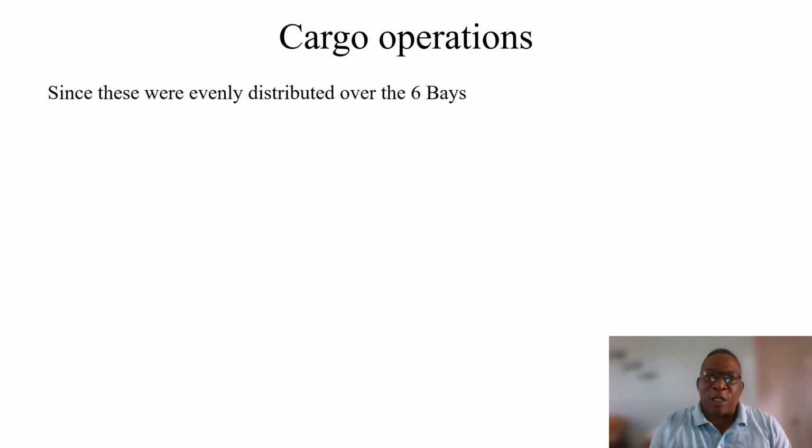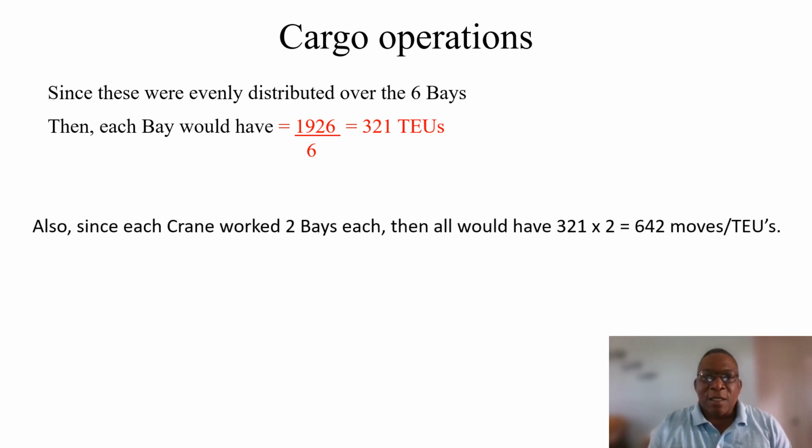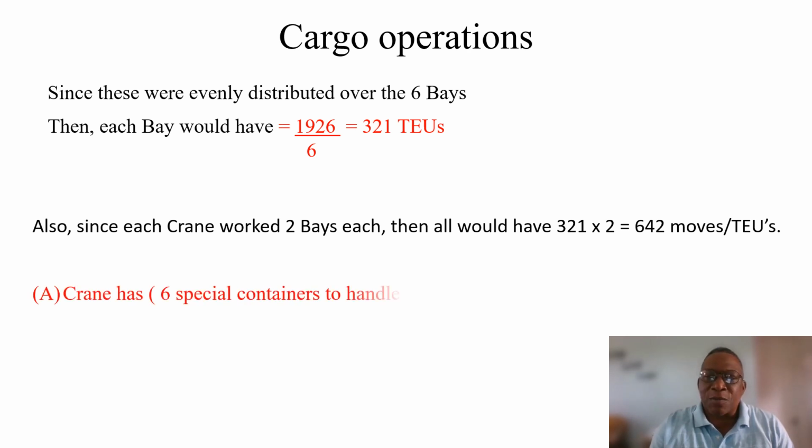Now, all the moves were distributed evenly over the 6 bays. Therefore, each bay would have 1,926 divided by 6, which gives us 321 TEUs. Since we're talking about crane A, B, and C, and each crane is going to work 2 bays, they would have 321 times 2, which is 642 moves or TEUs each.